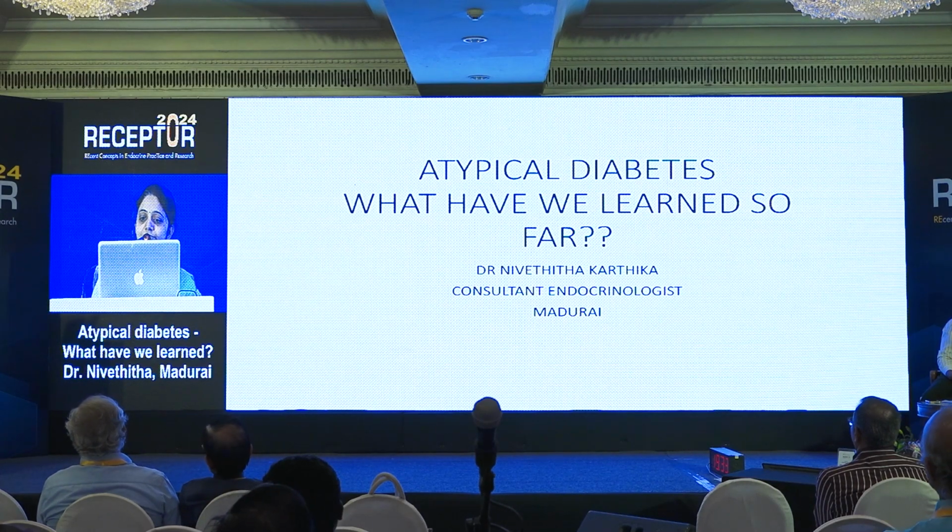What have we learned so far? This is something we have come across recently, and the classical teaching for diabetes. We all know we have read about type 1 and type 2 diabetes, juvenile onset or adult onset, insulin dependent or insulin non-dependent. Actually, that is becoming so absolute in the era of precision medicine.